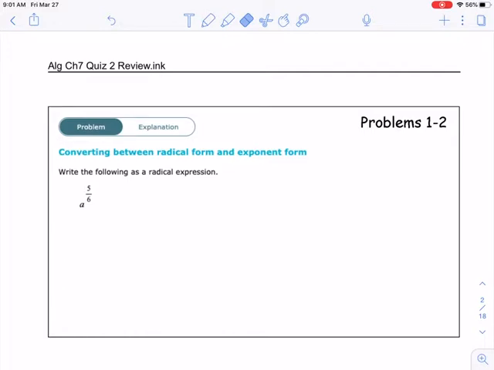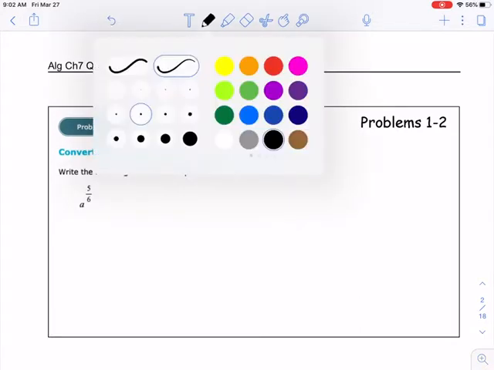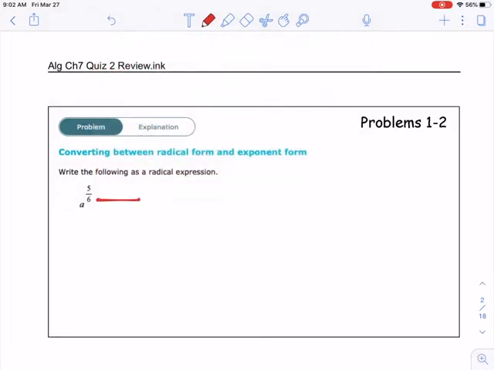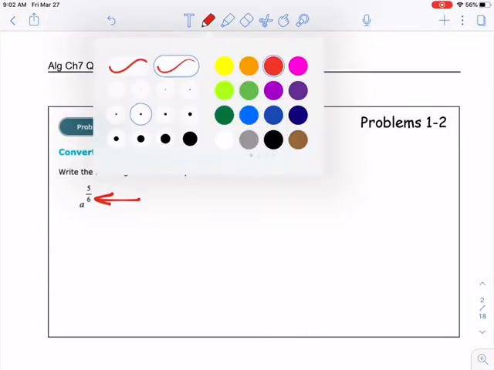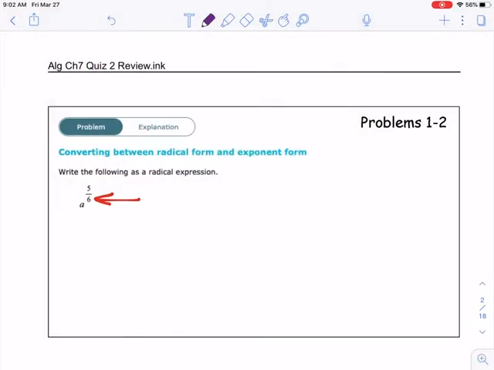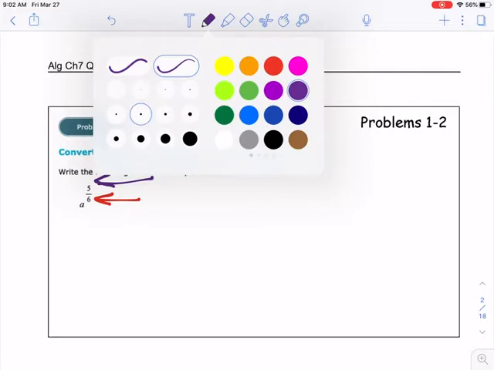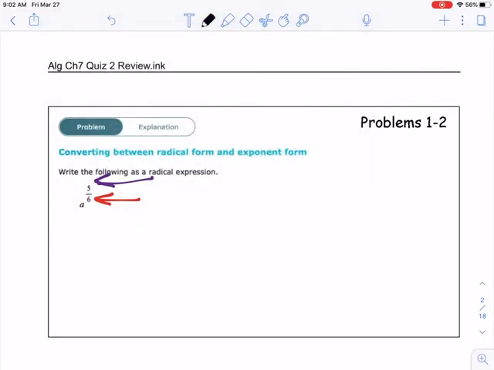All right, so it says converting between radical form and exponent form. These are actually from lesson 3 but did not get covered on our quiz, so I thought I'd throw these in. What we've got to remember about these is that the number right here tells you your root, and then the number up top tells you what the exponent is inside the root. So if we're figuring out how we're going to write that, it would be the 6th root, all right?